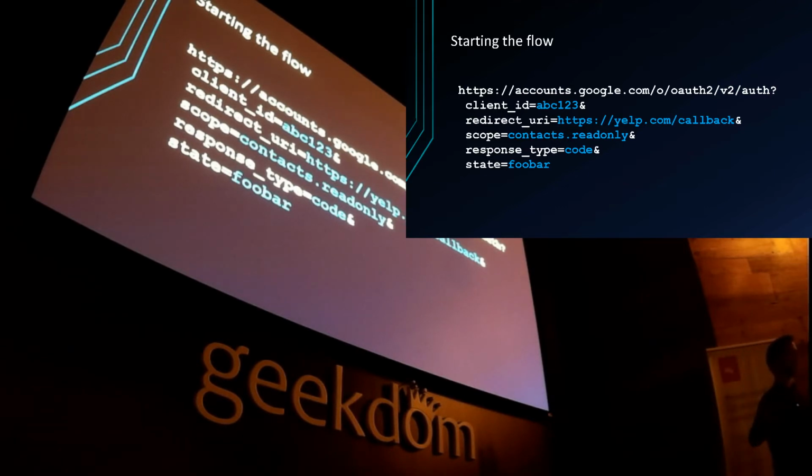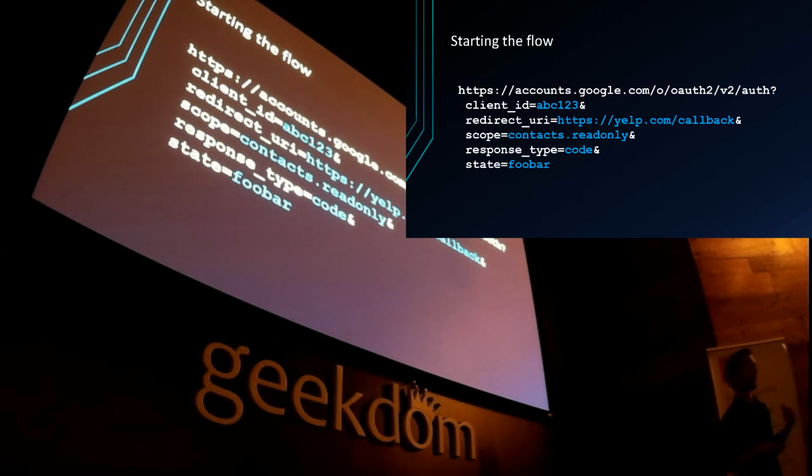And to know what it is, you just have to look at Google's documentation to understand what route you're supposed to use. But then a lot of information is sent along with this initial request. So I already talked about the redirect URI. I already talked about the scope. But there's a couple other things I haven't mentioned yet here.